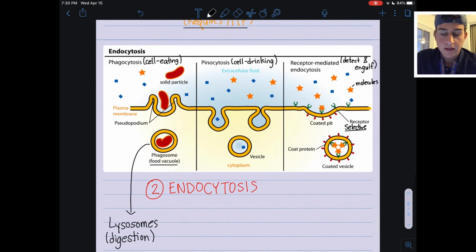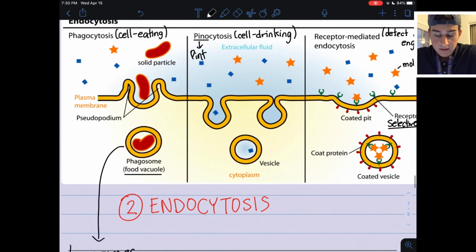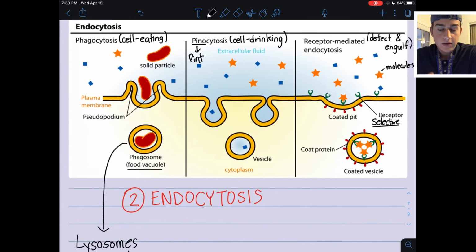The second one is pinocytosis. The way I remember it, P-I-N-O sounds like pint. And we know pint is referring to like 2 cups of water. And for some reason, I just think pinocytosis is a pint. And it's just like cell drinking. So for the second example, it's pretty much looking at different fluids and taking it in. So the first example, you're eating solid. The second example is pretty much fluids.